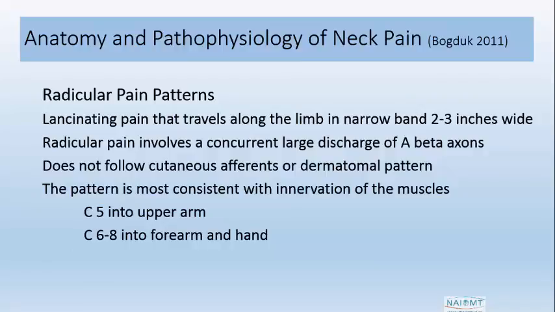Radicular pain is not purely a nociceptive phenomenon, given the large concurrent discharge of the A-beta axons, not just A-delta activity. It does not follow the cutaneous pattern or dermatomal pattern that we are accustomed to. It will be most consistent with the muscles of innervation at that particular level. So as an example, C5 will tend to refer into the upper arm, and C6 through 8 can travel into the forearm or the hand.